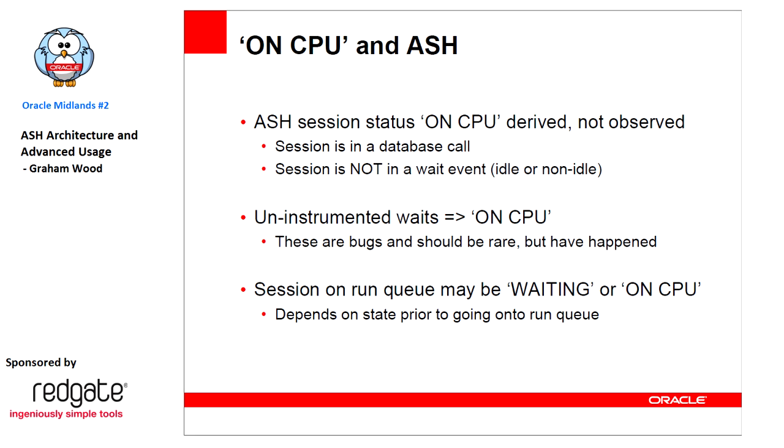So another of the issues that we're running into is that ASH determines that you're on CPU by the fact that the session is in a database call and it's not in a wait event. So it deduces that you're on CPU. Now, what that actually tells it is that you're either on CPU or you're waiting for CPU. You could be in the run queue.